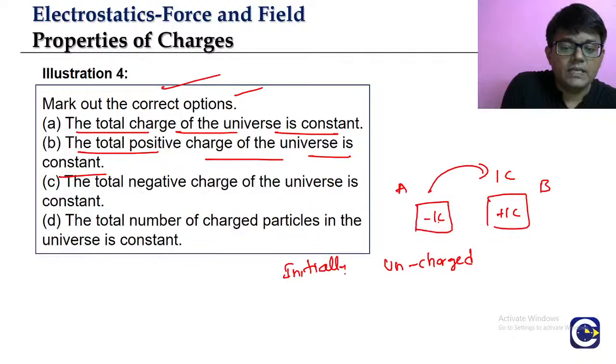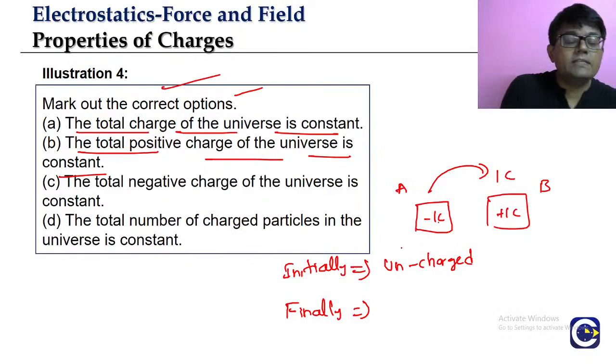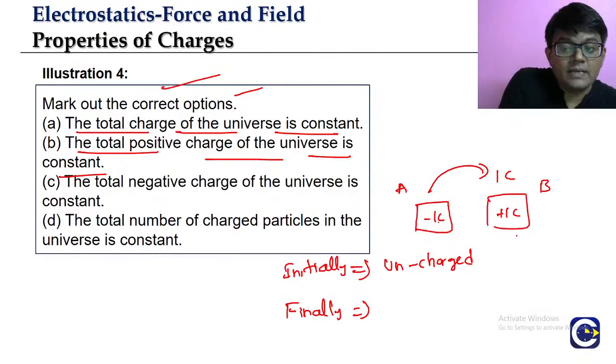Initially they both are uncharged. Finally both are charged. Object A is negatively charged, object B is what? Positively charged. When we say the total positive charge of the universe, we do not count that 1 coulomb.